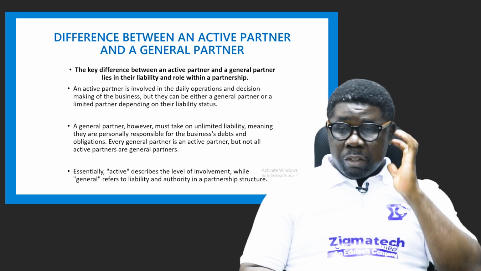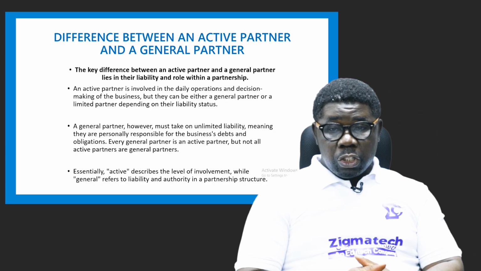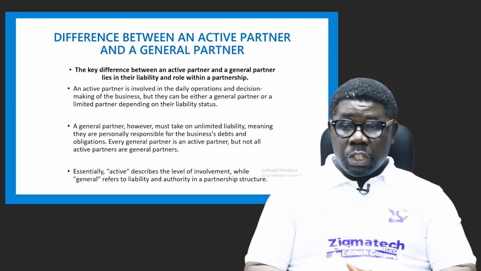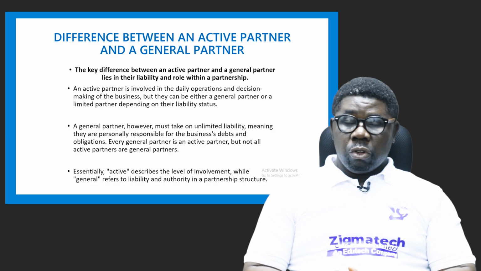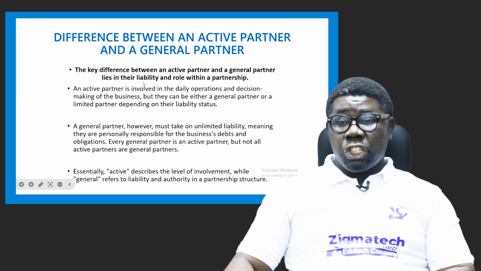So when you say active, it means that the person is involved in the management and running of the business. When we talk about general, it has to do with the level of liability and authority in a partnership structure. So this is the key difference between an active partner and a general partner.